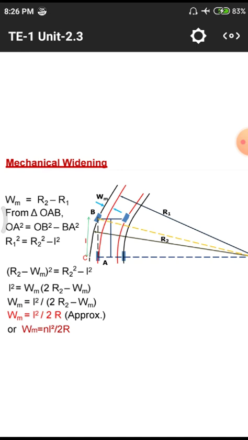L square equals, in the first equation we are having R2 common, so we are getting length equal to WM of 2 into R2 minus WM. Extra widening required equals L square by 2 R2 minus WM. So this is the value. So extra widening WM equals N L square by 2R, where N equals number of lanes.